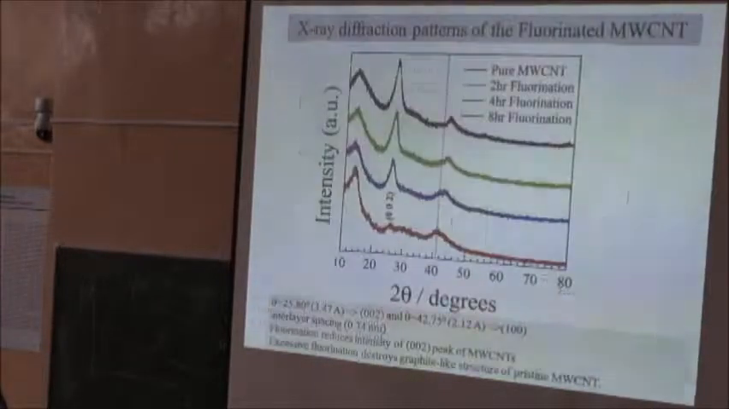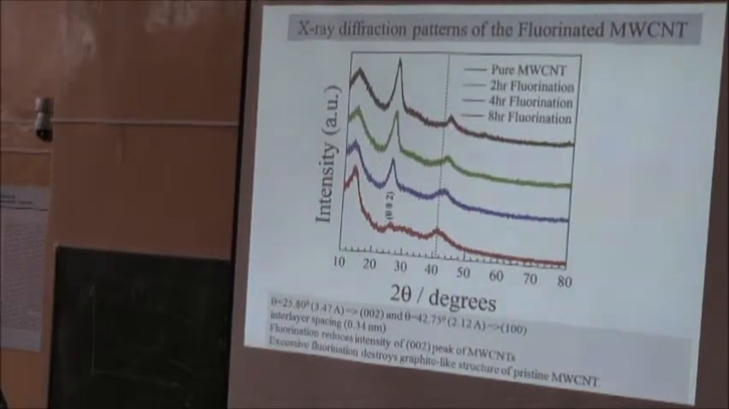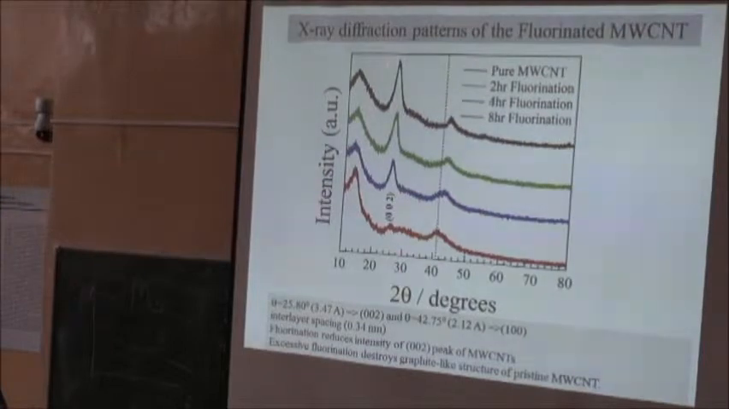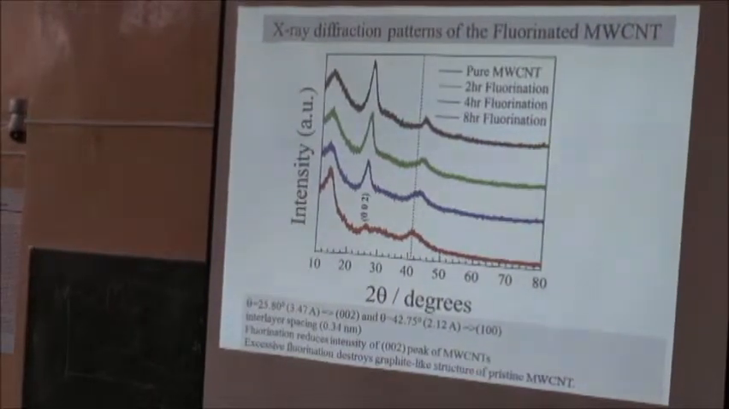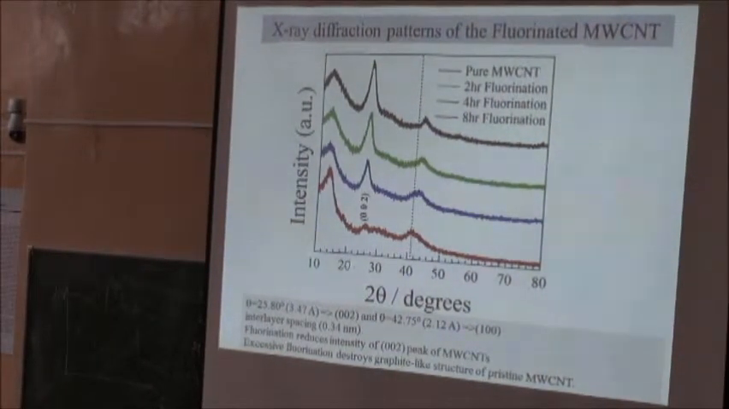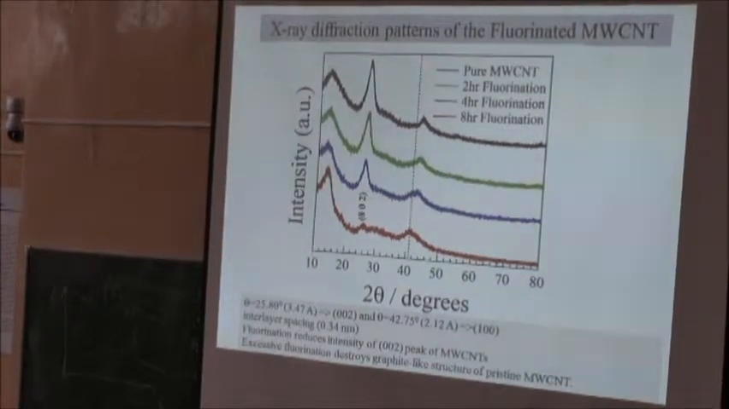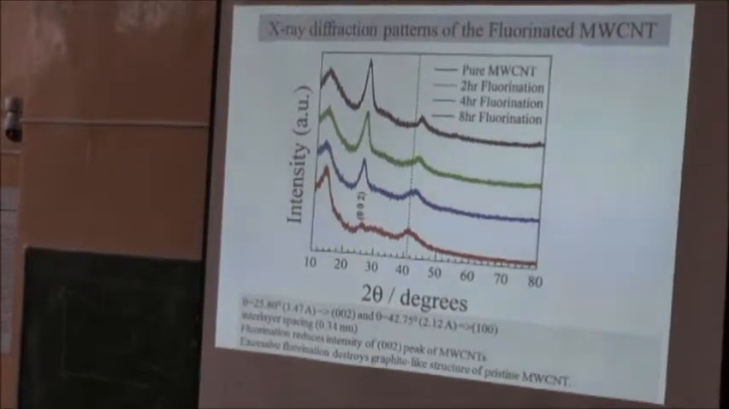Okay, so then if you look at the X-ray diffraction, before fluorination we have a very strong 002 peak. When you fluorinate, that peak becomes weak, and eventually becomes extremely weak after even 8-hour fluorination, because you make the nanotube lattice distorted. When you put more and more fluorine, your order is going to be destroyed. That comes in X-ray diffraction, XRD. That's evidence of real fluorination.